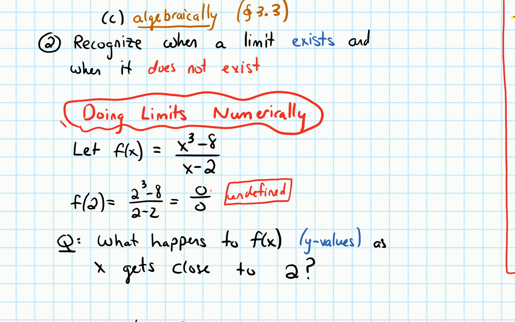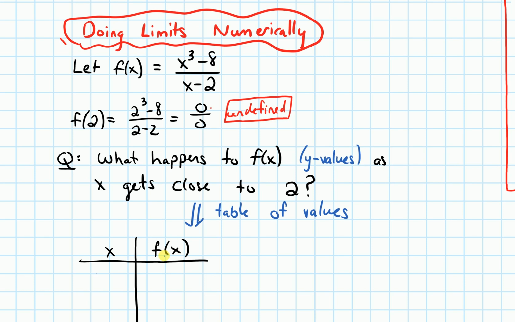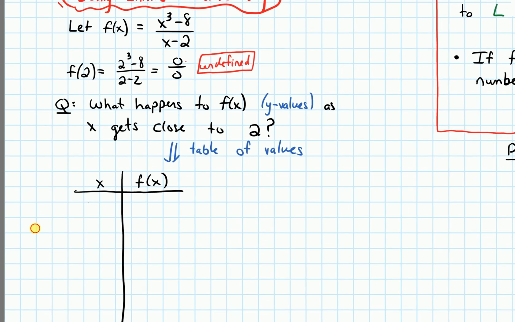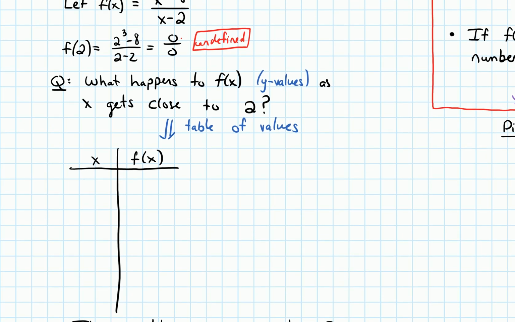So to answer this, let's look at a table of values. Let's make a table where we keep track of what x is and what f of x is. This is the output. So the output is the y value. Let me zoom out a little bit so I can keep track of this. Okay, so I need to plug in some numbers for x that get closer and closer to 2. So maybe let me start off by plugging in 2.1 in for x.